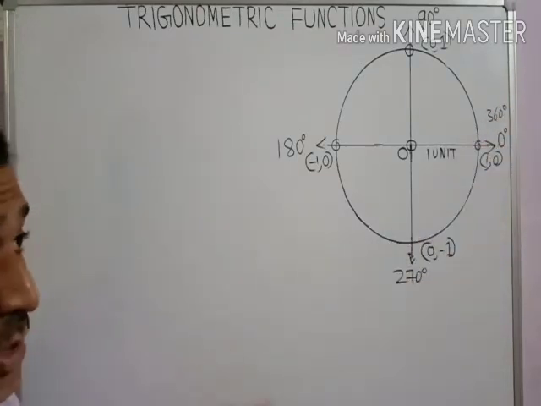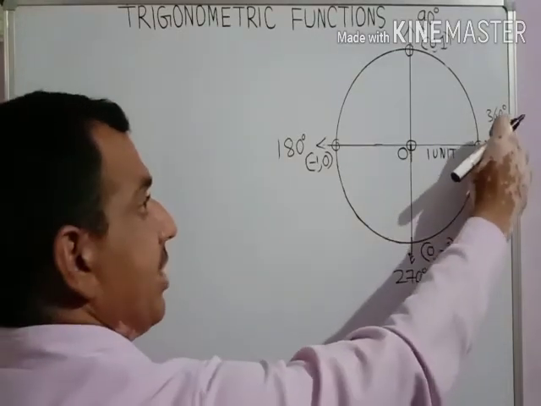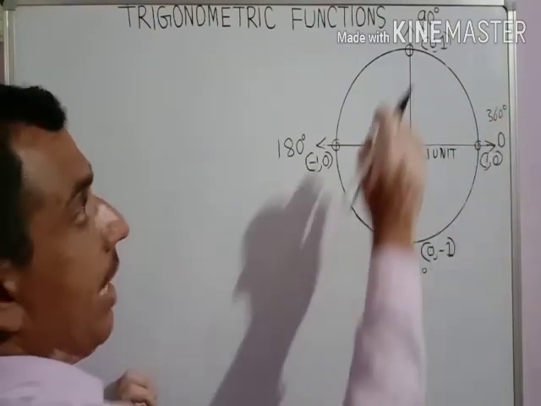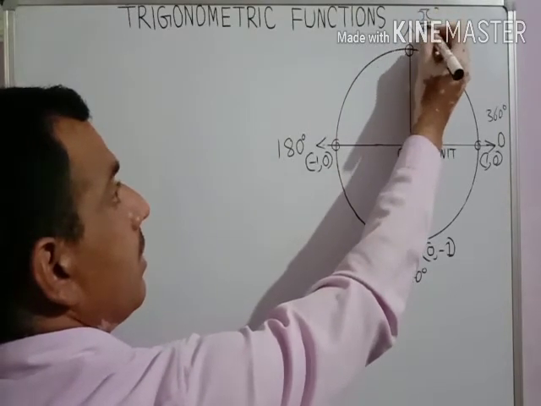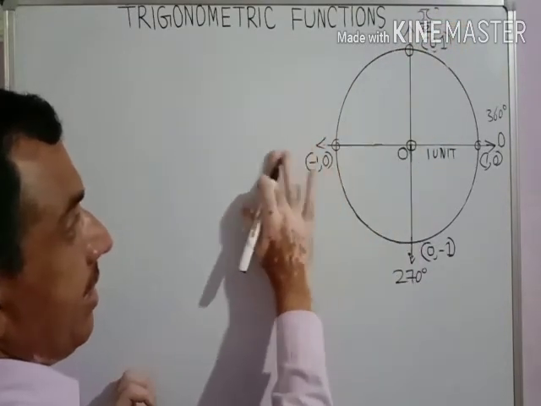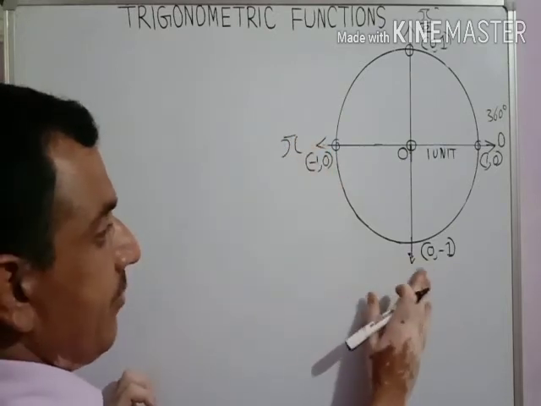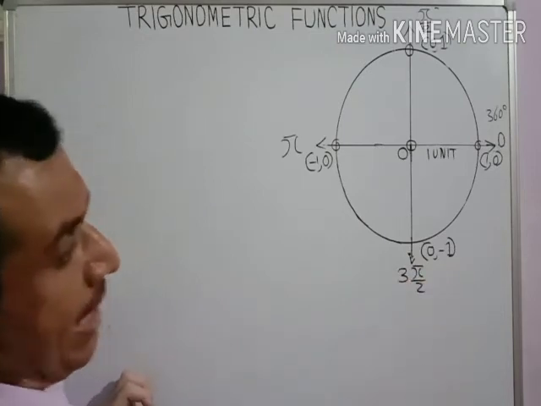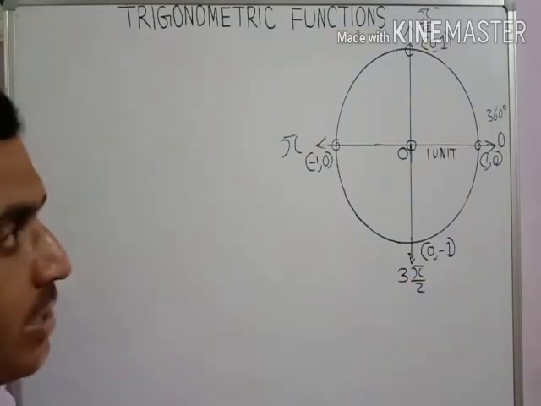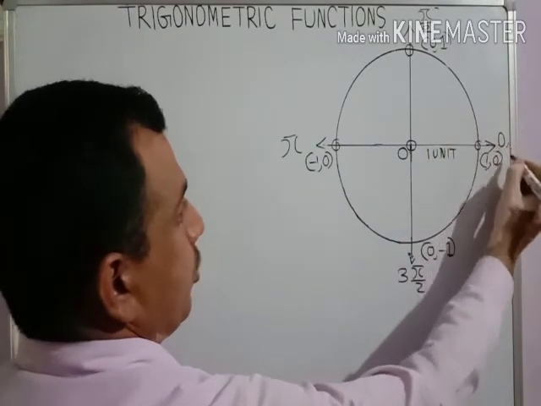But you see, we are using the radian system here, so let us change it. 0 radian, 0 degree, same. And 90 degrees we write here as pi by 2. And 180 degrees in radians we write as pi radians. 270 we write as 3 pi by 2, since pi by 2 is 90, and 90 multiplied by 3 is 270. And 360 we can also write as 2 pi.